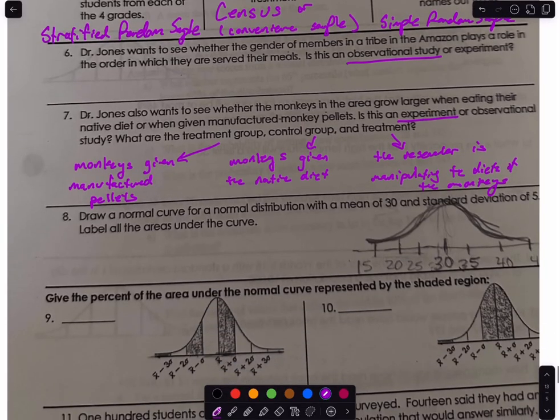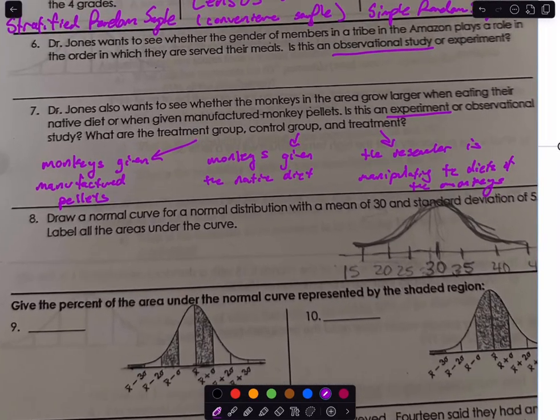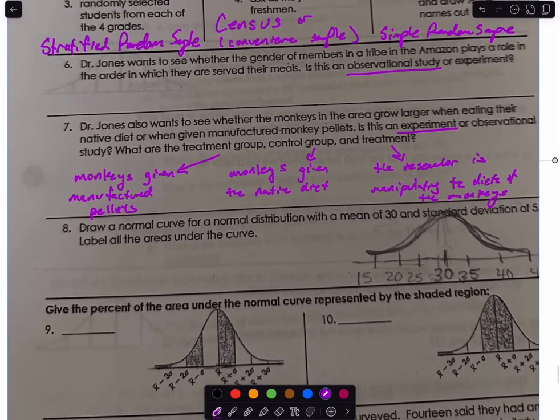Let's see. Draw a normal curve for a normal distribution with an average of 30, okay? A standard deviation of... that's cut off. And it might be something other than 5. Okay, I'm going to have to assume that that's a 5 because the image is cut off. So a standard deviation of 5. Label all areas under the curve.